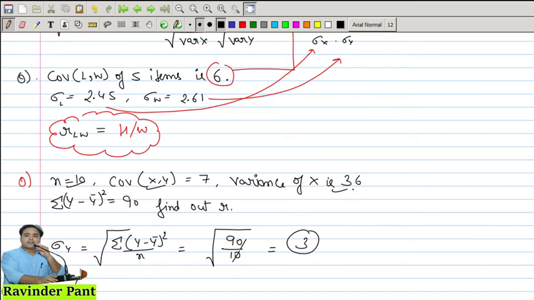You have this variance of x, so you can get the standard deviation for x as under root of 36, which is 6. So now you have all the values. You can easily put these values into the formula, and you can calculate the value of R.